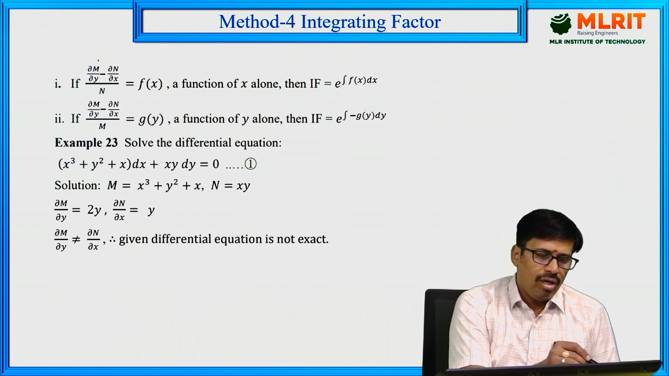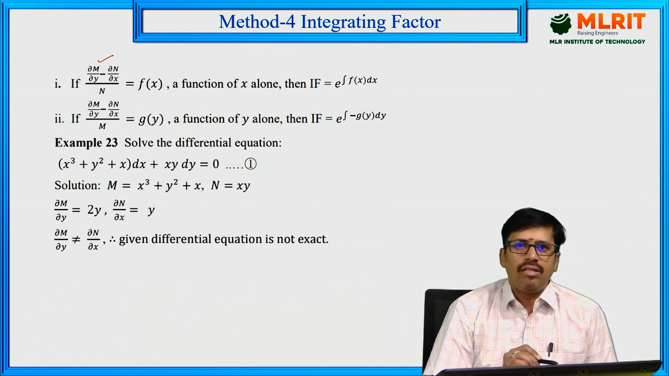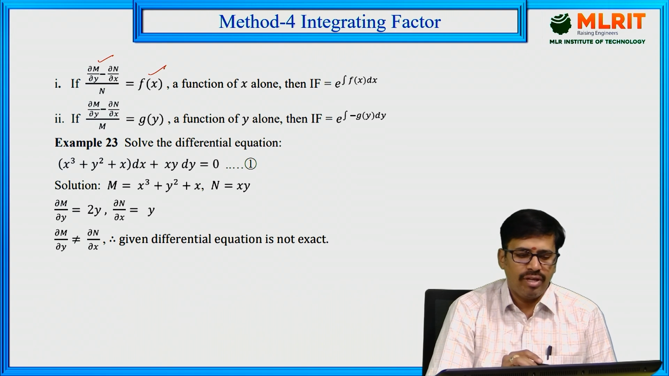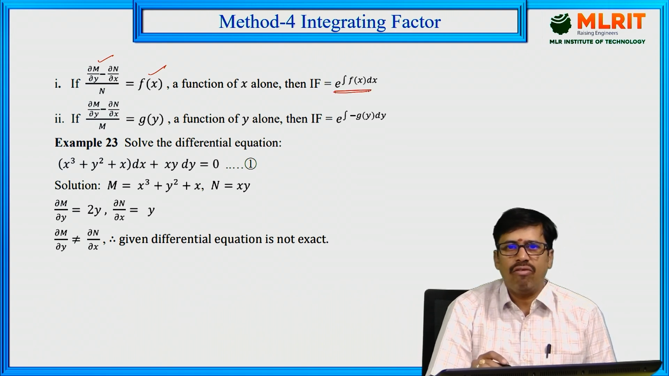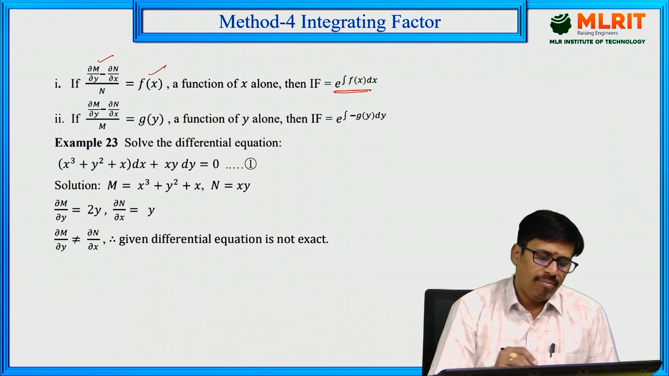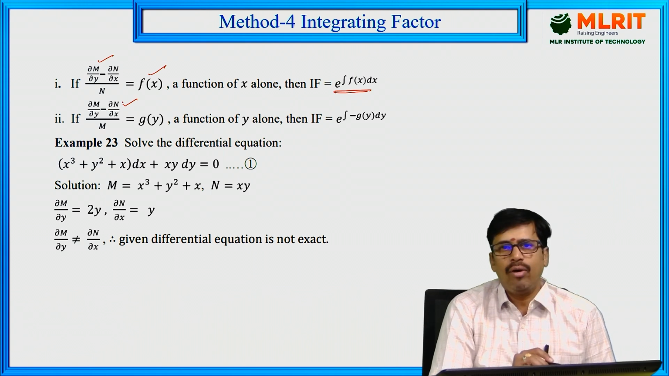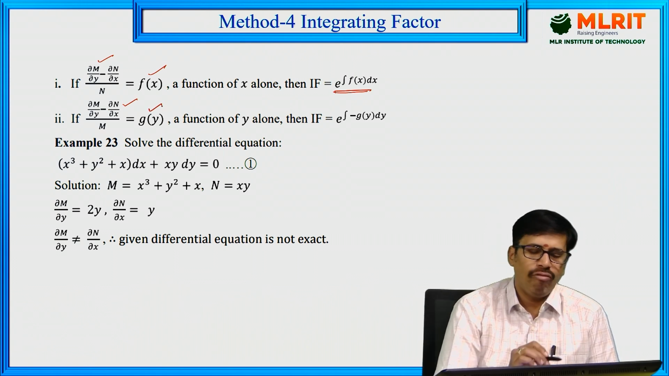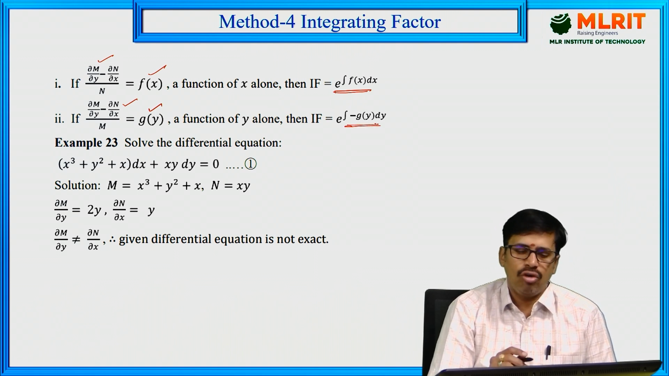If (∂M/∂y − ∂N/∂x)/N is purely a function of x, so I am representing it with f(x), then the integrating factor will be e^(∫f(x)dx). And method 5: if (1/M)(∂M/∂y − ∂N/∂x) is purely some function of y, no x terms, g(y), then the integrating factor will be e^(∫−g(y)dy).